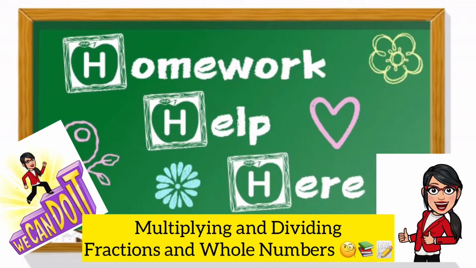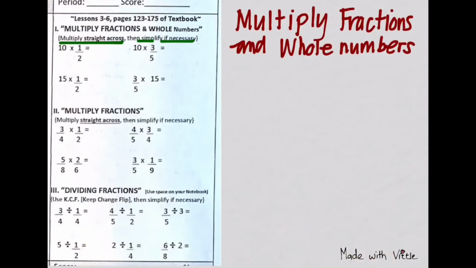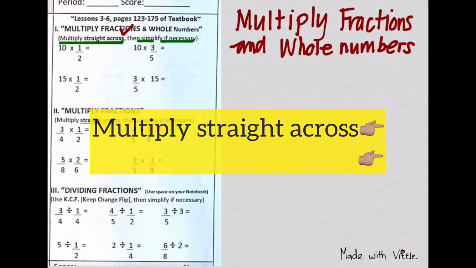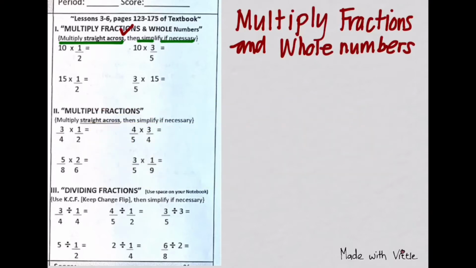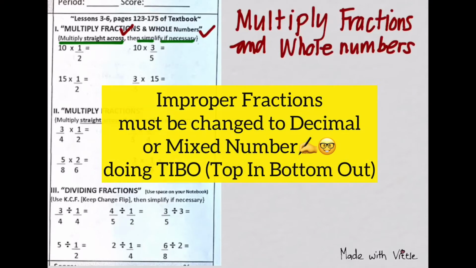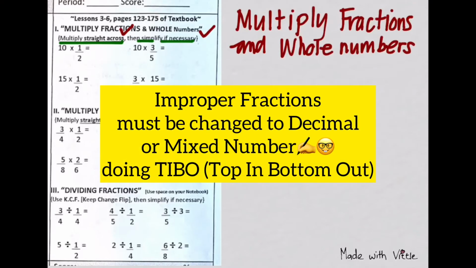Our topic is multiplying and dividing fractions and whole numbers. So, how do we multiply fractions and whole numbers? We just multiply straight across, the numerator by the numerator and then the denominators at the bottom. Then you have to simplify your final answer to the simplest form. And when you encounter an improper fraction, you have to change it to a mixed number or decimal by using TIBO, or top in bottom out.